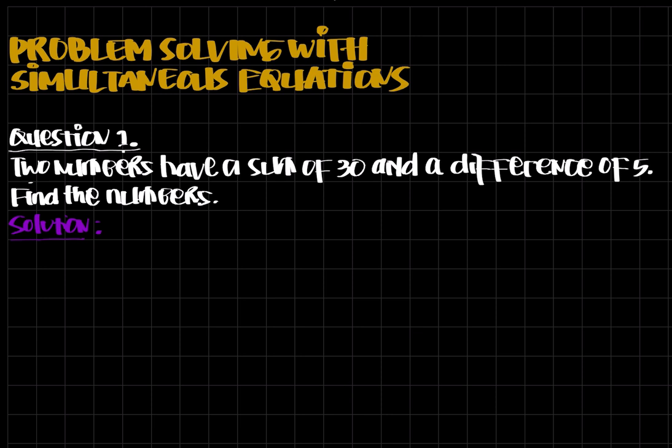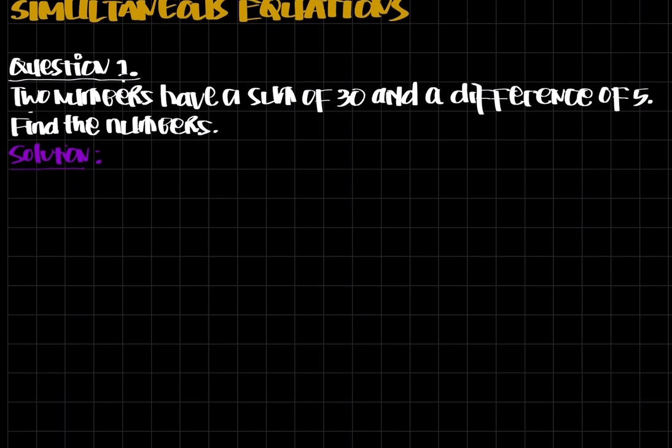Okay, let's directly go to the topic today. The topic is problem solving with simultaneous equations. And I have four questions here. So the first question is, two numbers have a sum of 30 and a difference of 5. Find the numbers. How can we solve this in terms of simultaneous equations?